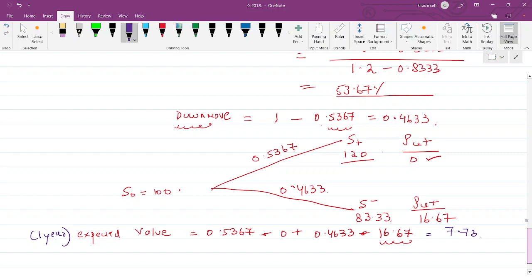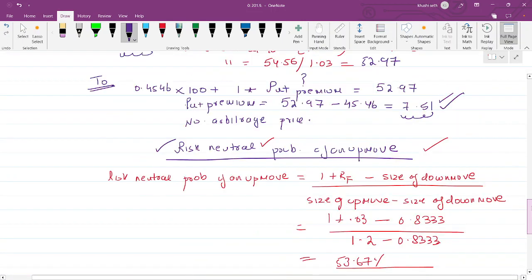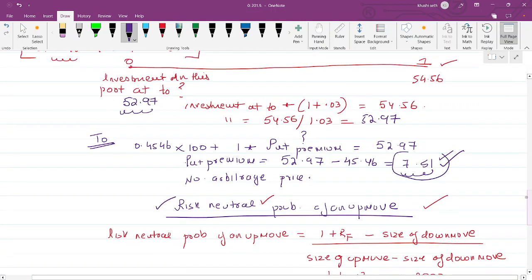What is the expected value of the put today? That is the present value of the expected put option premium. So we are going to discount this 7.73 by the risk-free rate for the period of 1 year. So 7.73 divided by 1.03 कितना आ गया? 7.504 या 7.51 आएगा. And this 7.51 is exactly what we had calculated.